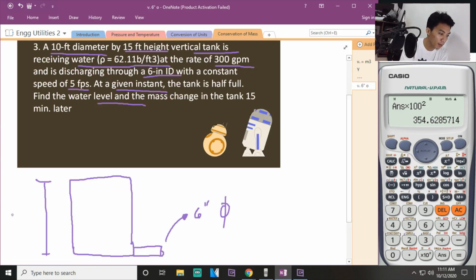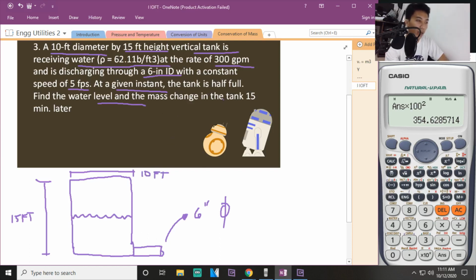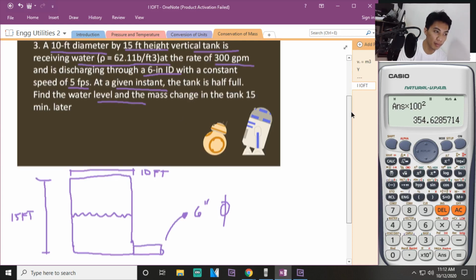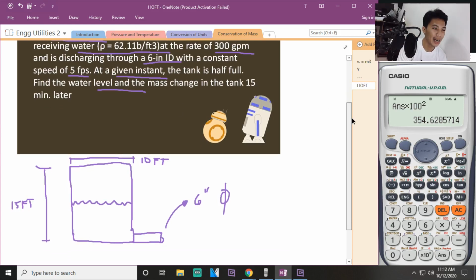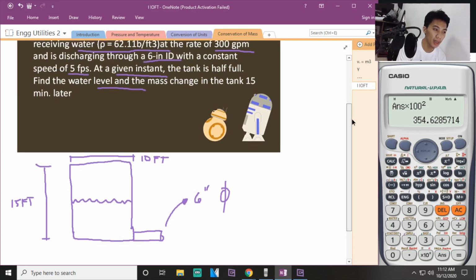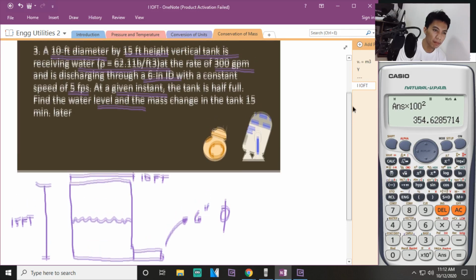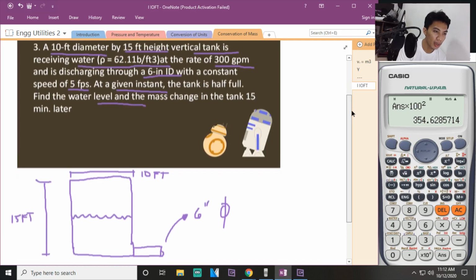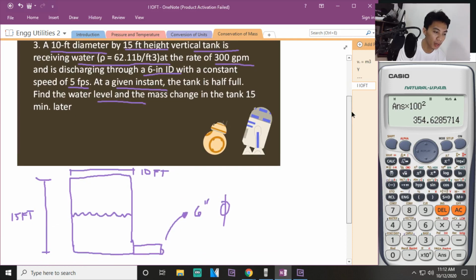So, this will be 15 feet. Pero half full nandito yan. Tapos ang diameter mo dito, from here up to here, will be 10 feet. And then, discharging at 5 feet per second. Ang hinahanap niya after 15 minutes. At discharging water at, okay.